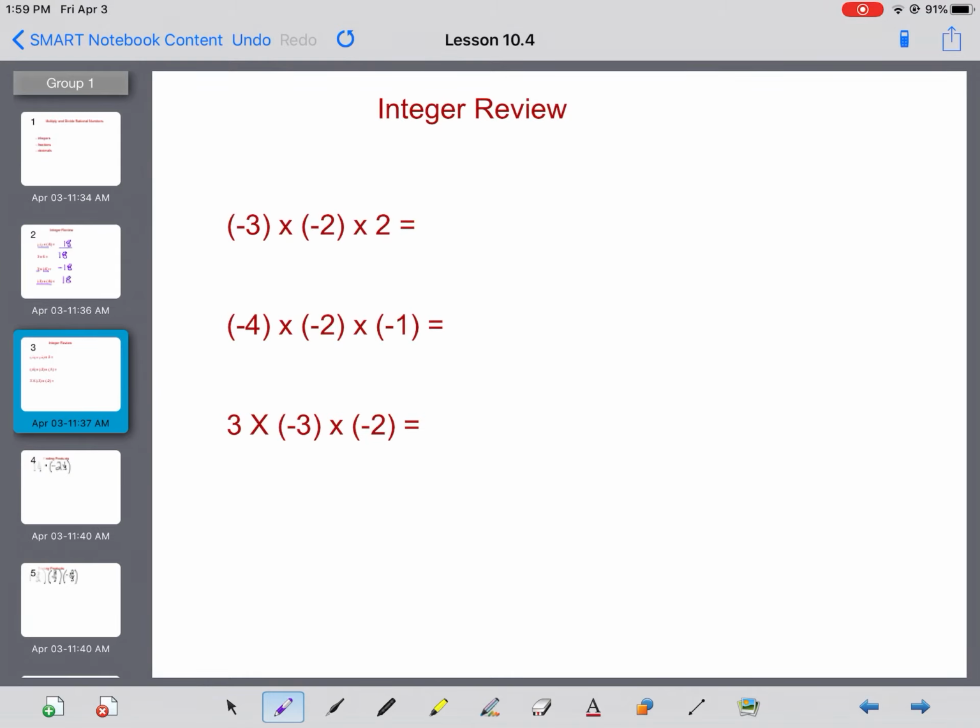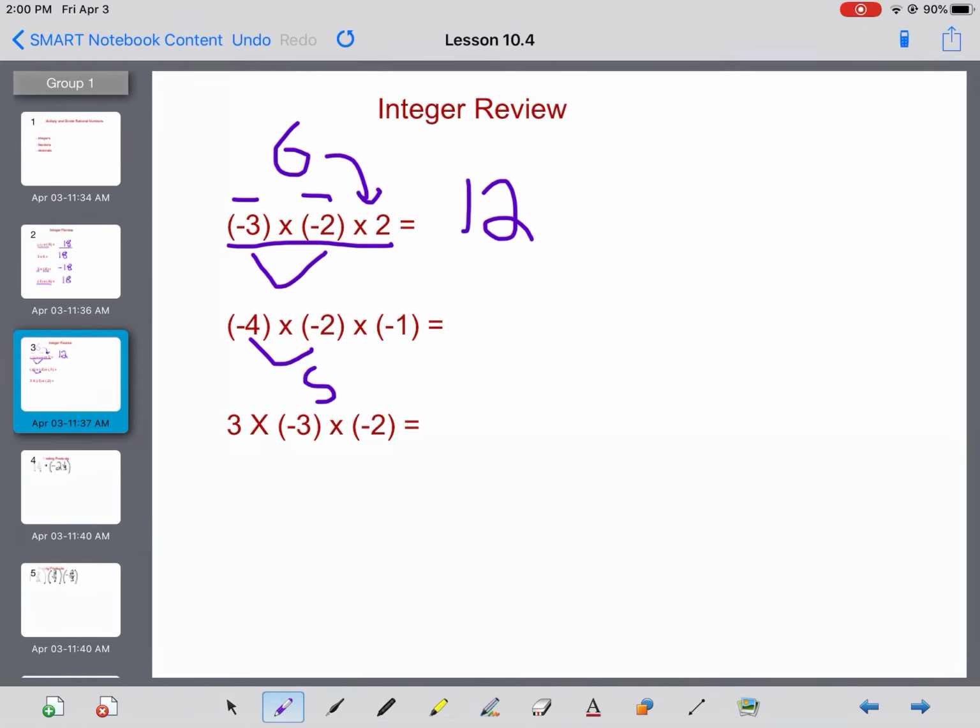Now let's up the difficulty level a little bit. Notice here we have 3 things that are being multiplied. So just follow BEDMAS. Think to yourself, what is 3 times 2? 3 times 2 is 6. We had a negative and a negative, same signs, so we would end up with a positive 6. And then we multiply by a positive 2, and we get 12. Over here, negative and a negative, 2 times 4 is 8. It was 2 negatives, same signs, so I end up with positive.